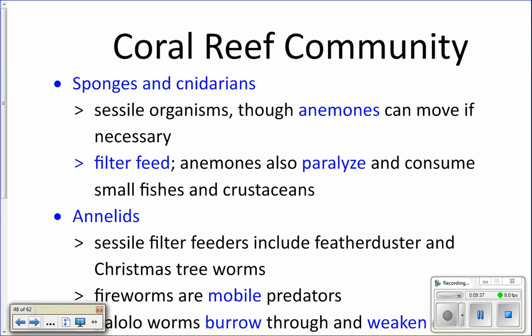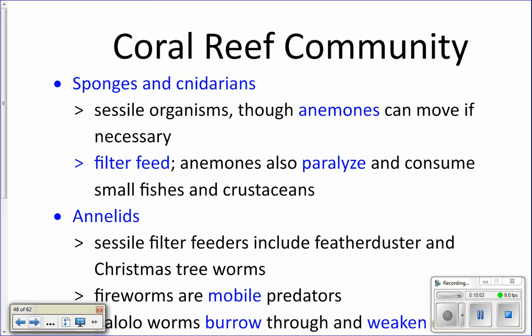So sponges and cnidarians you can find in reefs. Sponges are going to be filter feeders. They're going to be filtering out things like zooplankton and phytoplankton out of the water. They're going to help to keep the water clear for the coral, and sponges are much more abundant on Caribbean reefs than Pacific reefs. You find a lot more sponges in the Caribbean.